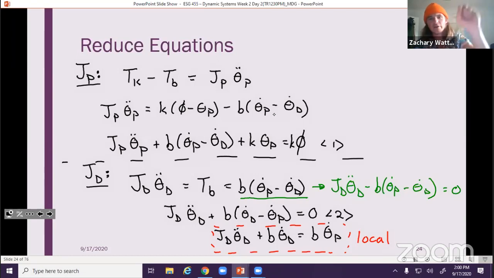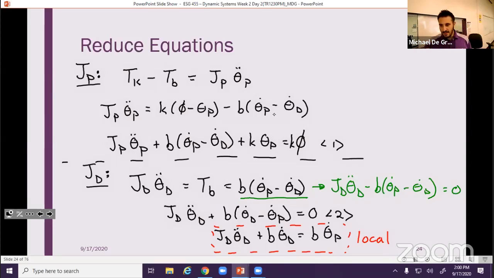Yeah, I've got a question about it. Would you want us to go and combine both equation 1 and 2 so that you have phi, theta p, and theta d in the same problem? Ooh. No. I want you to leave them as separate equations, Zach. And there's a reason for that.